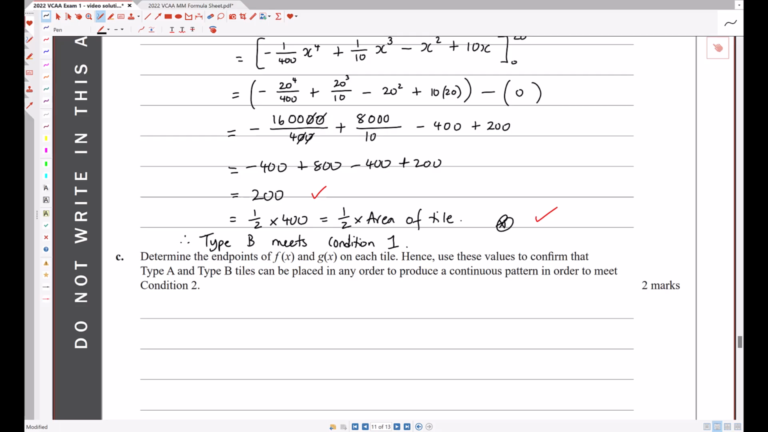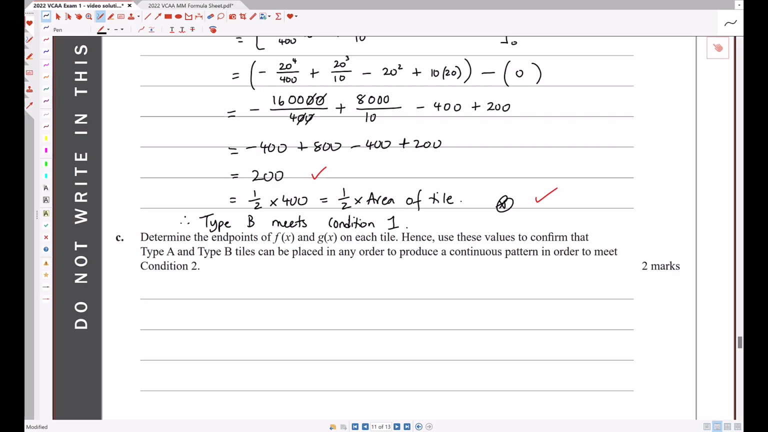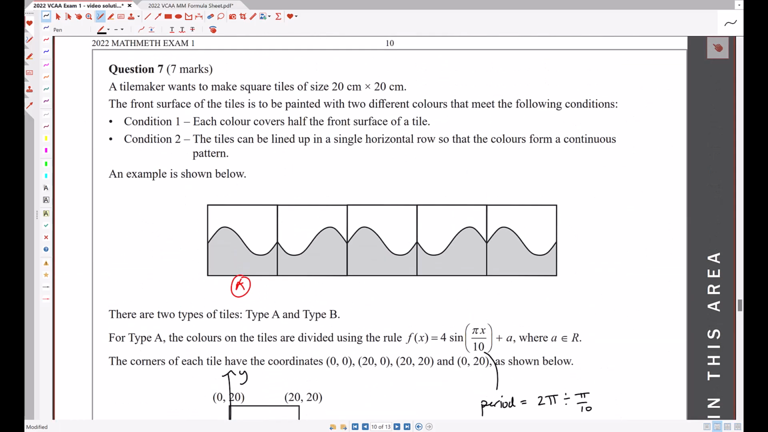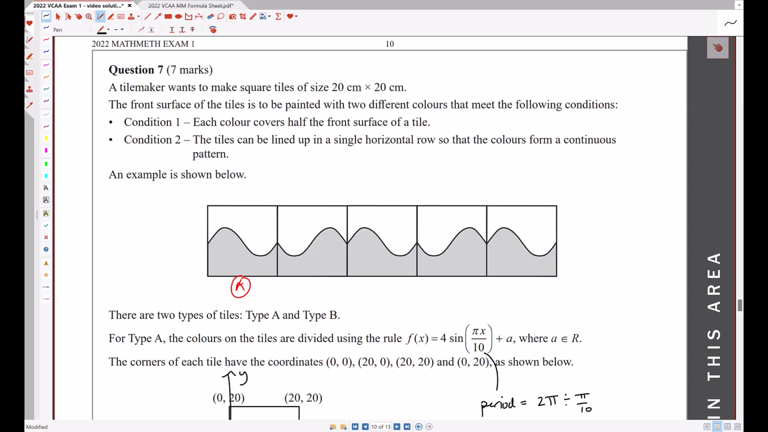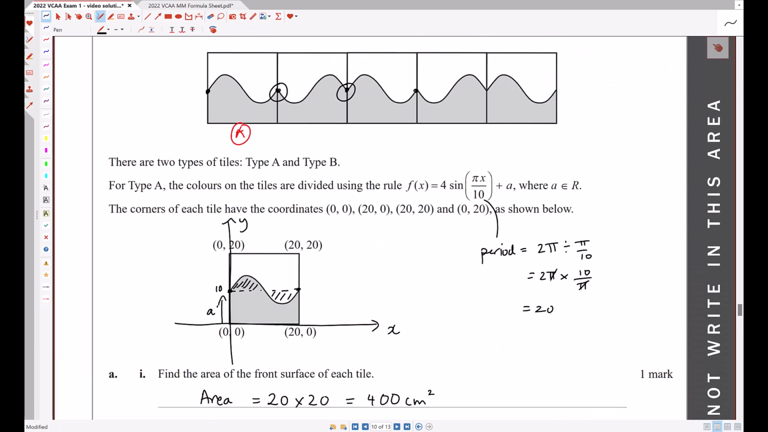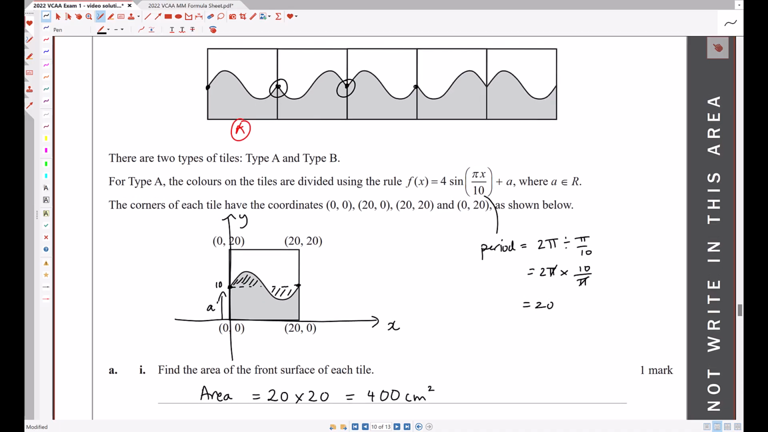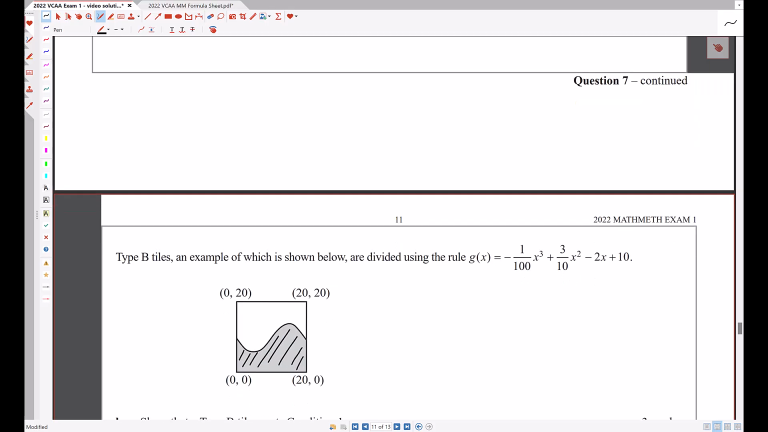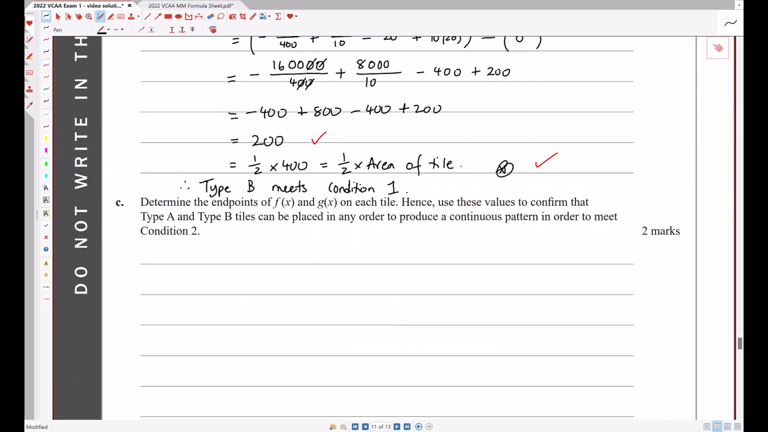Determine the endpoints of f of x and g of x on each tile, hence use these values to confirm that type A and type B tiles can be placed in any order to produce a continuous pattern in order to meet condition 2. Remember, condition 2 was about the fact that the tiles could be lined up in a single horizontal row so that the colours form a continuous pattern. So they don't need to meet smoothly, but they need to meet. So we need to make sure that the endpoints of both tiles meet at the same point. f is type A, so we need to know f at 0 and f at 20, and g is type B, we need to know g at 0 and g at 20, and confirm that those are the same.